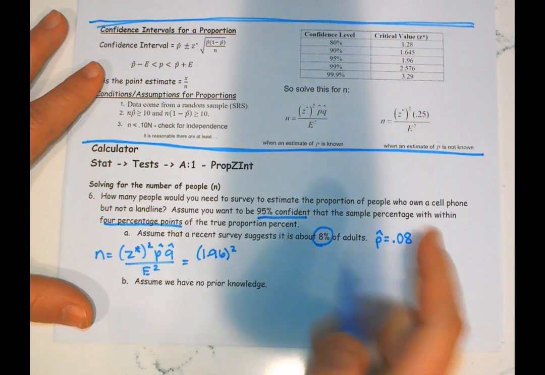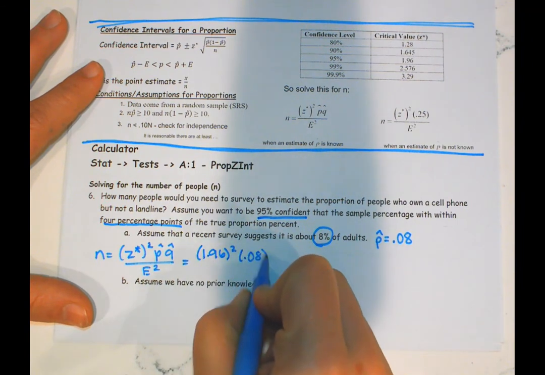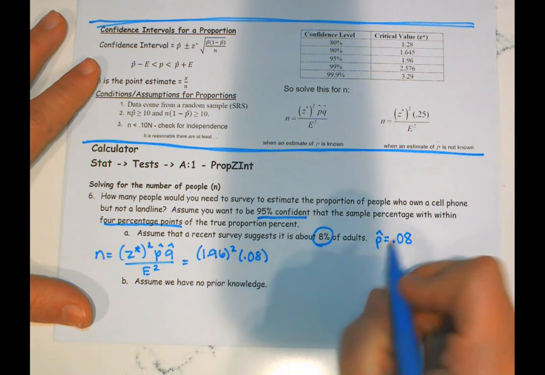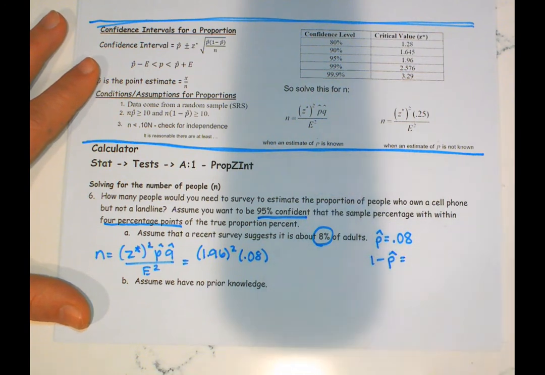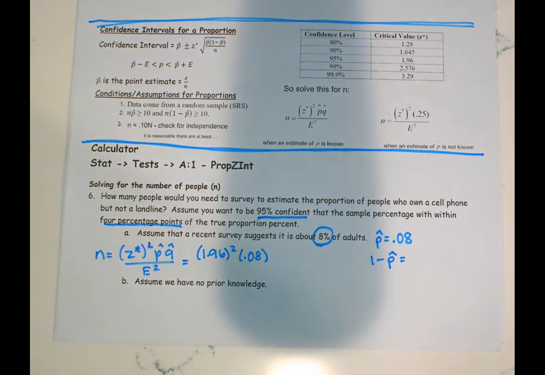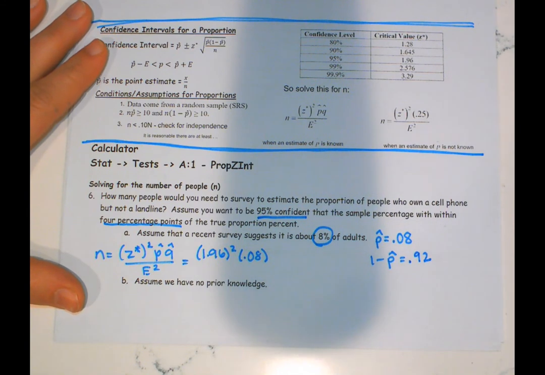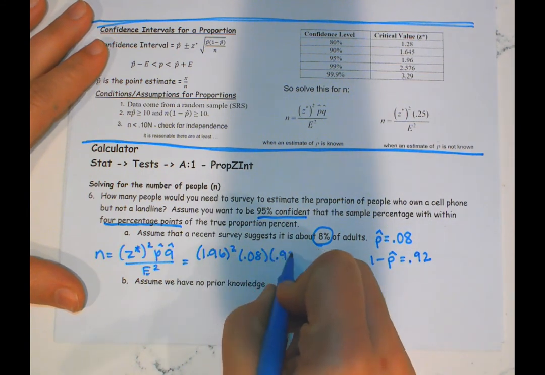My p-hat value is 0.08. Now remember, q is just 1 minus p. It's the probability that it's not happening. So if my probability is 0.08, the probability of it not happening would be 0.92 if I was to subtract. So q is 0.92.